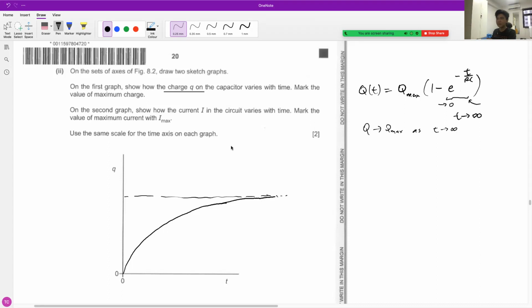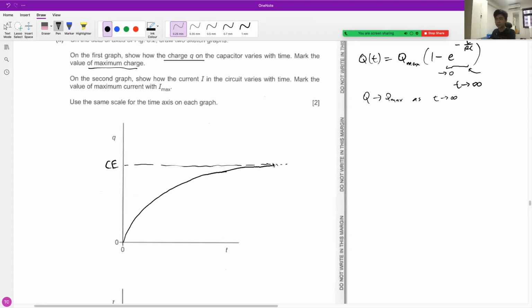And so when they tell us to mark the value for maximum charge, that is CE, that's that over there, and it asymptotes towards it. We just need to show that it draws closer and closer.